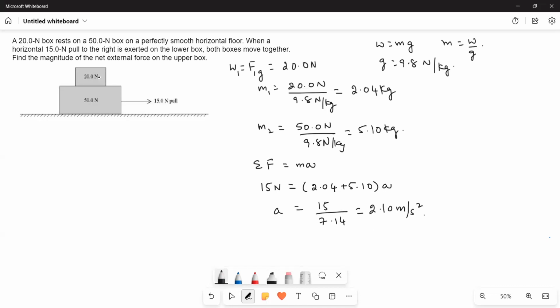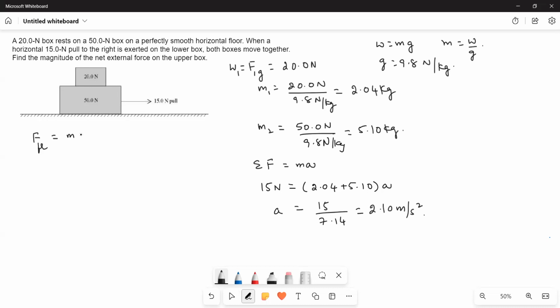He is asking us to find out the net external force on the upper box. On the upper box, friction is the only force acting on it. No other force is acting on the upper box because the box is sitting on the lower box firmly. So it is the frictional force. Therefore, F friction is the external force acting on the top box.